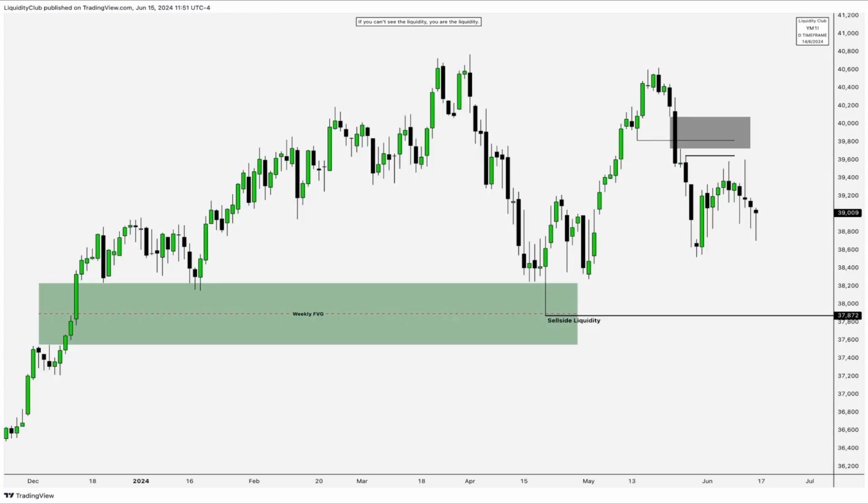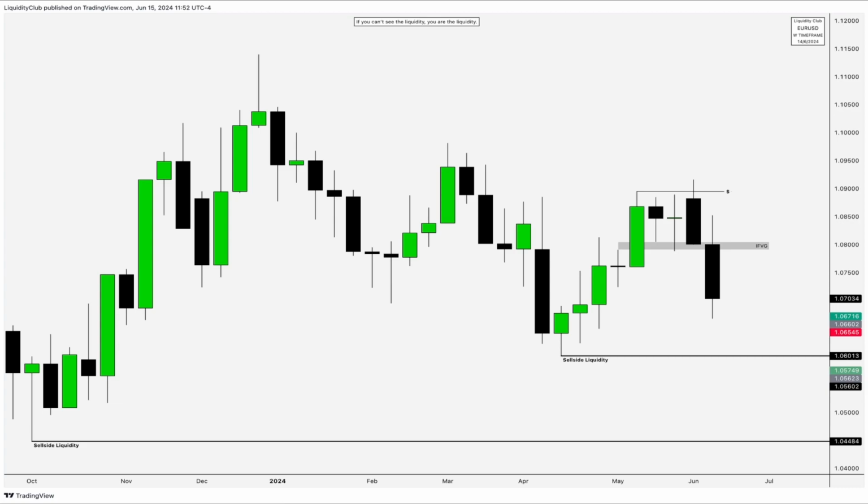Going to Euro USD, also known as the Fiber. Here I'm viewing the weekly time frame chart. You can see we formed the high, we took the high, and we started breaking down lower.